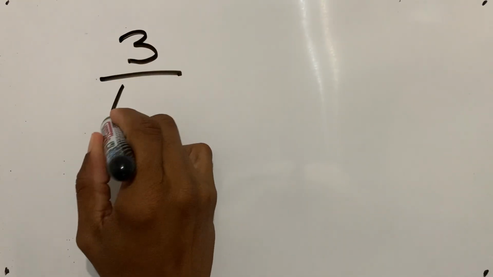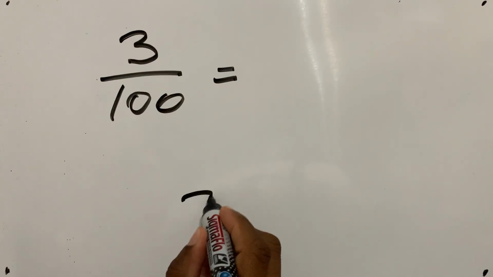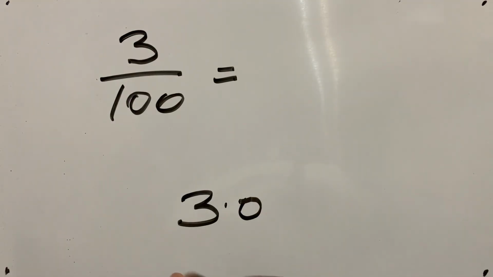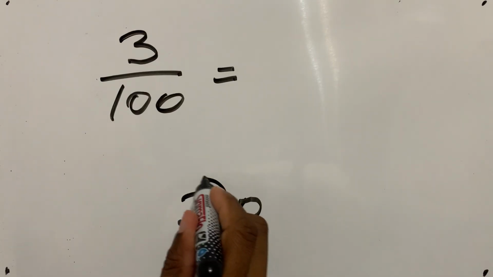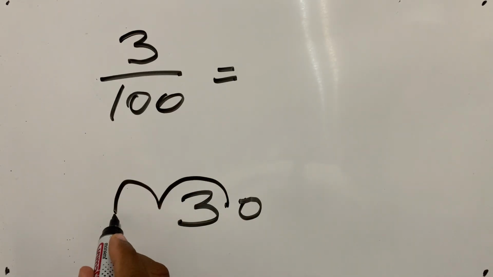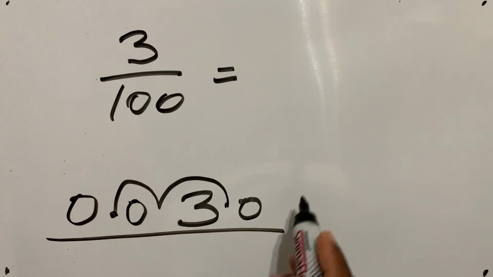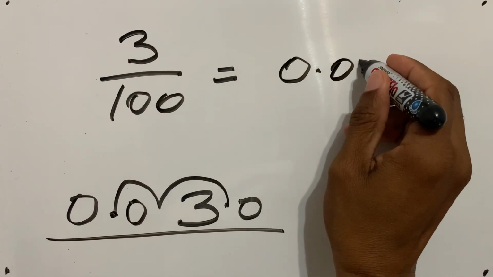We have 3 over 100. It's the same thing as, let's work it out. This is the same thing as saying 3.0. So we move 2 places to the left. So we have 1 and we have 2. Wherever this ends, that's where the point goes. And we replace this space with a 0. So we have 0.03, 0.03.